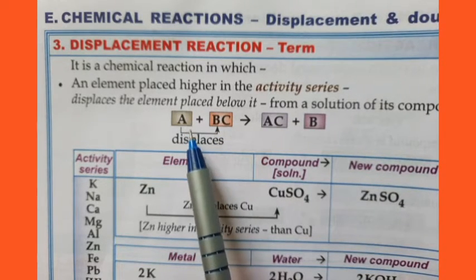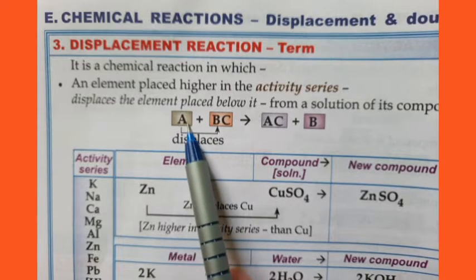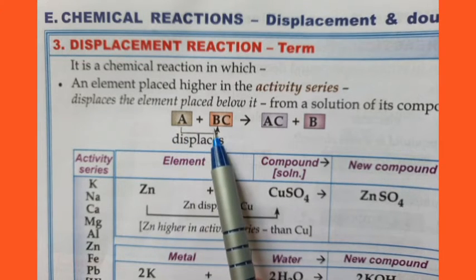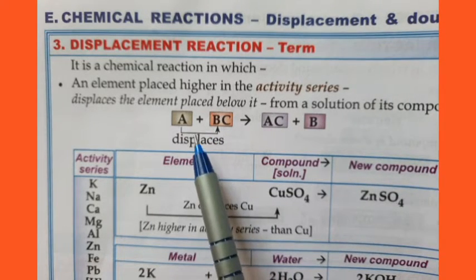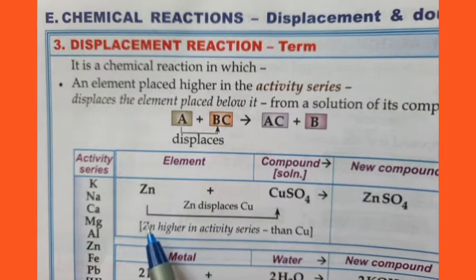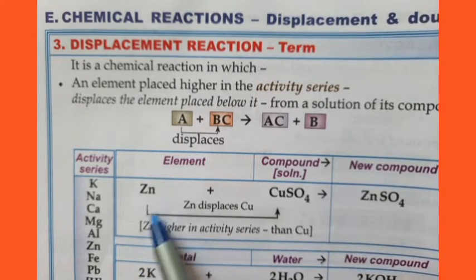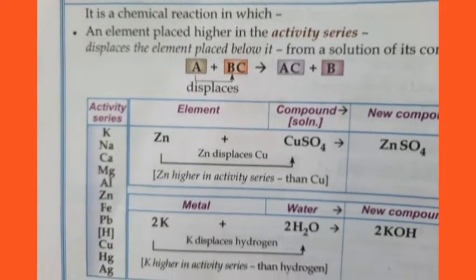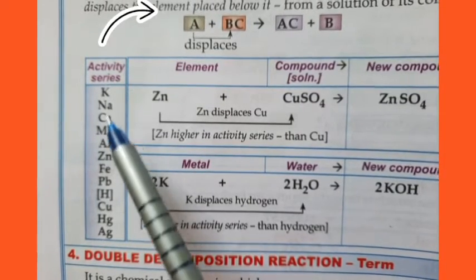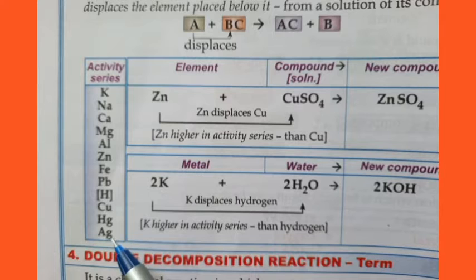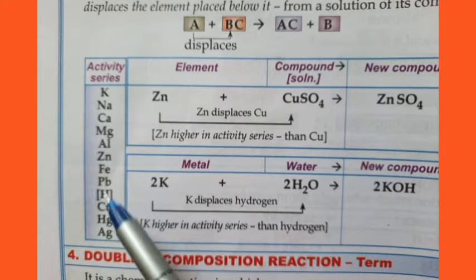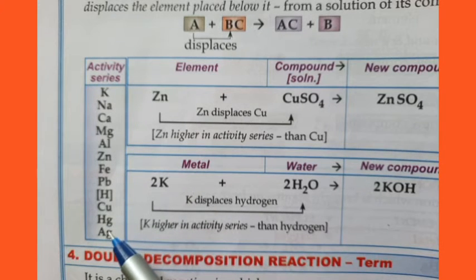So displacement reaction is those reactions in which one element which is more reactive will displace the element which is less reactive, that is B, from its compound. But how did I come to know that A is more reactive than B? That is with the help of the activity series. This series you have learned in class 7 also. Now in 8 also you will be learning, even in 9, even in 10. So this series is important for class 7, 8, 9 and 10 students.